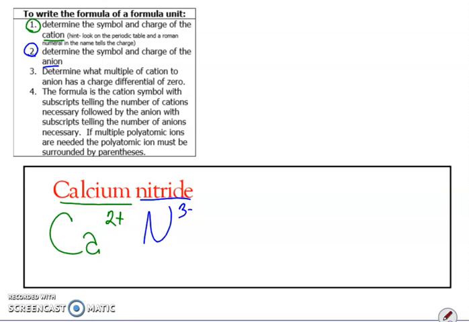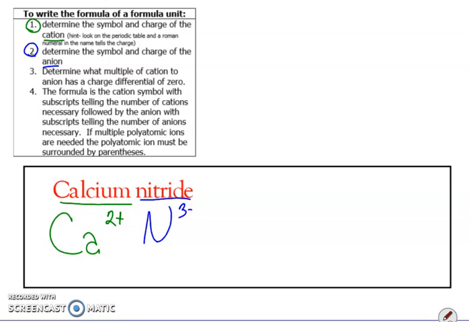Third step says, you now need to determine what multiple of cation to anion has a charge differential of 0. Essentially, I'm asking you, determine the least common multiple. Least common multiple means to count by 2s and count by 3s. The common multiples for 2 are 2, 4, 6, 8, 10, 12, 14, 16, and so on. The common multiples for 3 are 3, 6, 9, 12, 15, 18, and so on. The lowest one that they both have in common is 6.